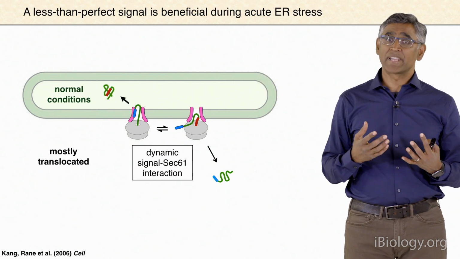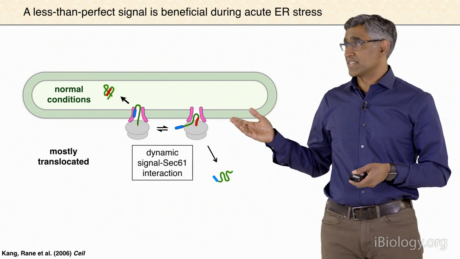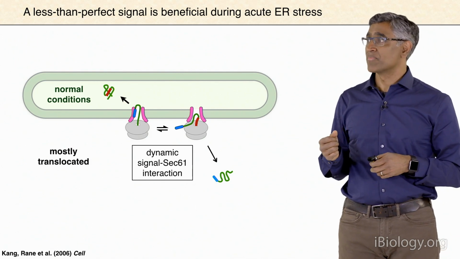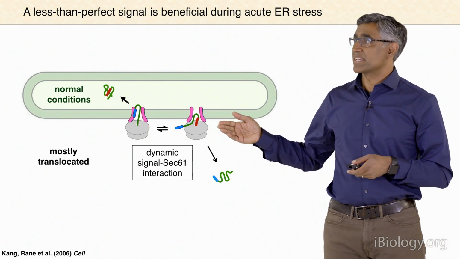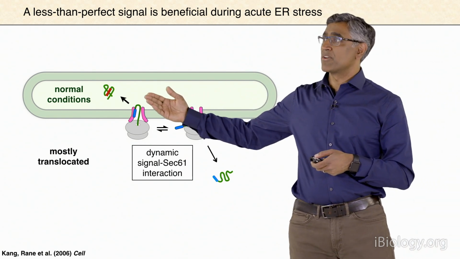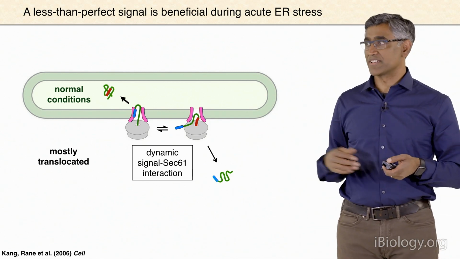And so Sang-Wook Kang in the lab decided to investigate this. And what Sang found, and he was working with Nina Rane, another postdoc in the lab, is that this dynamic interaction is, under normal conditions, resulting in about 80 to 90% of the protein entering the ER and a little bit released to the cytosol.